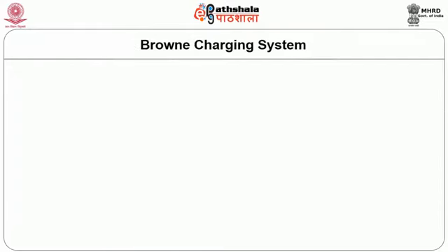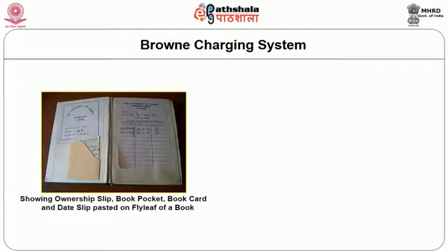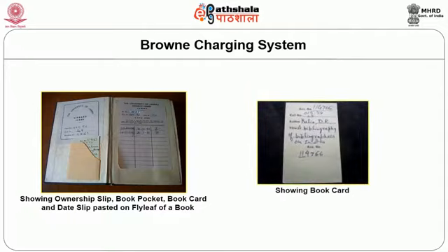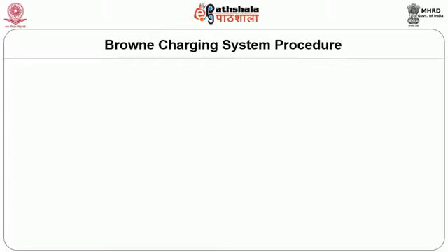The slide shows the ownership slip, book pocket, book card, and date slip pasted on the flyleaf of the book, and the book card is also shown in this slide. Then, the Browne charging system procedure.